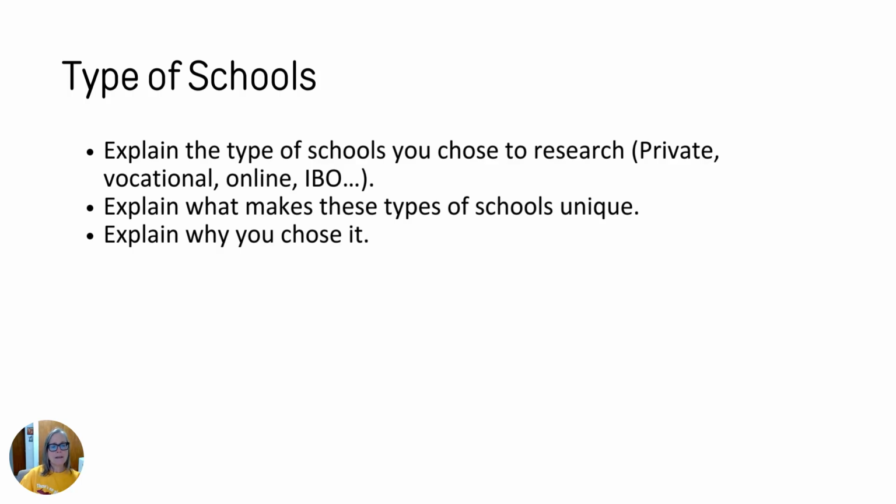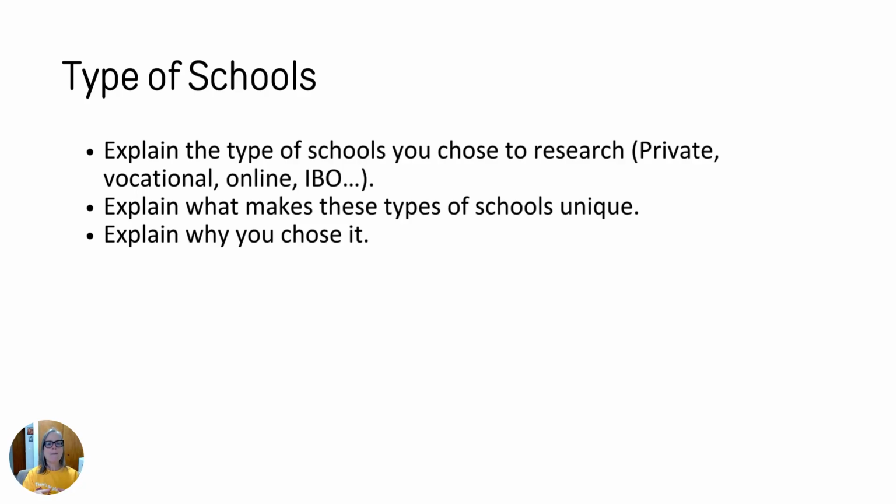So this slide is where you're going to start to get into your research. So you're going to explain the type of school that you chose to research. So let's just use the International Baccalaureate, because I brought that up as an example. So let's say you chose IB schools. On this slide, you're going to talk about International Baccalaureate schools. You're going to explain what those are. Like, what is the premise behind IB? They're pretty renowned, and there's specific reasons why. So that's what you would put on this slide.